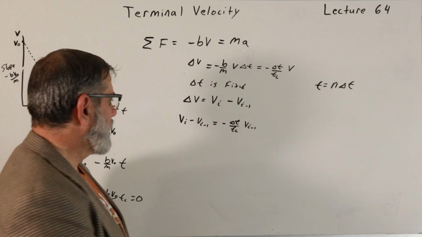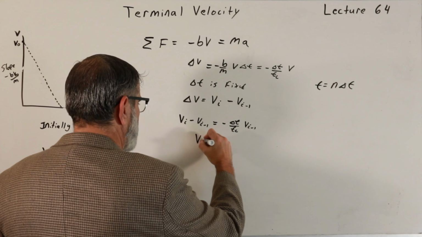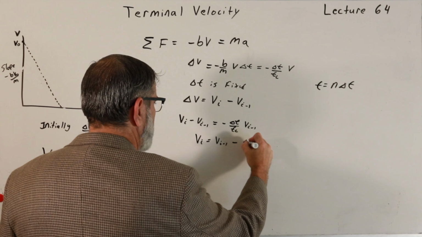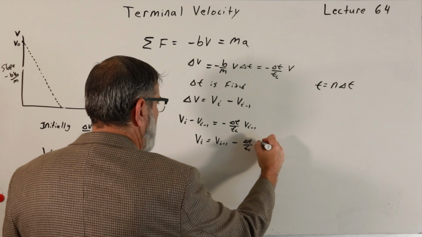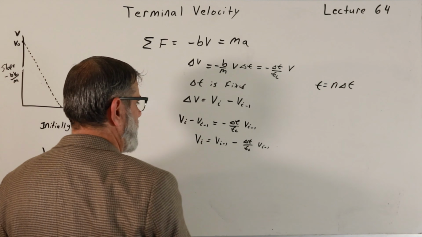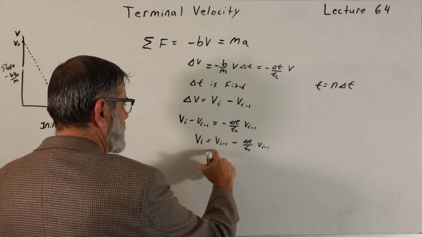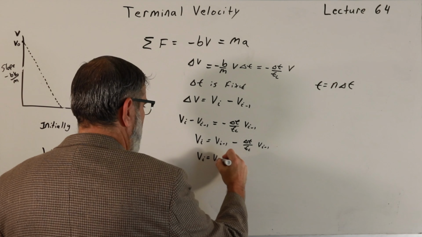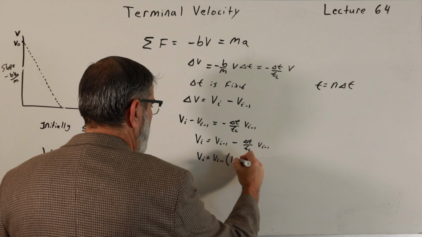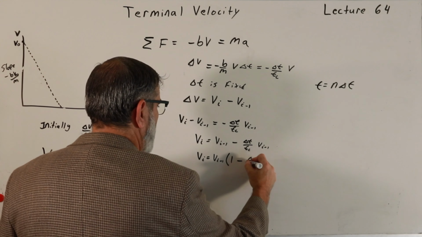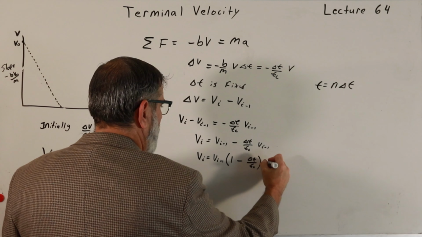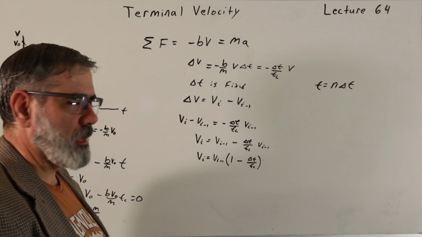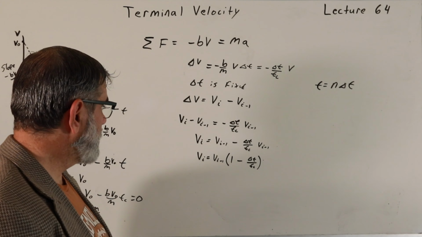If I do that, I get that V sub i is equal to V sub i minus 1 minus delta t over Tc times V sub i minus 1. But both of these have a V sub i minus 1 in them, so I can rewrite that as V sub i equals V sub i minus 1 times 1 minus delta t over Tc. So here's my equation.